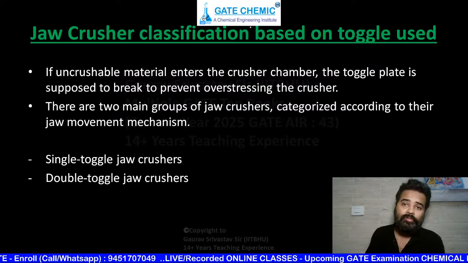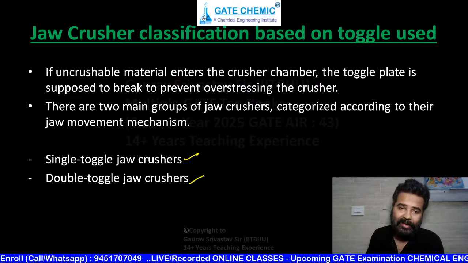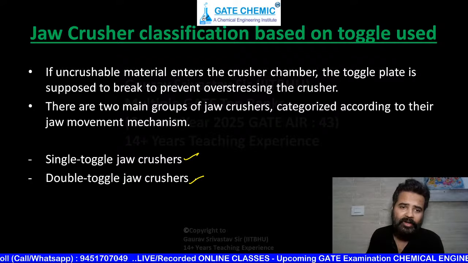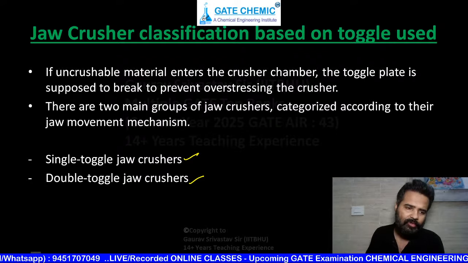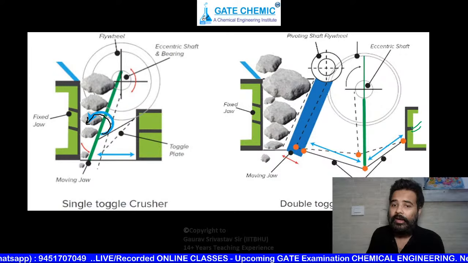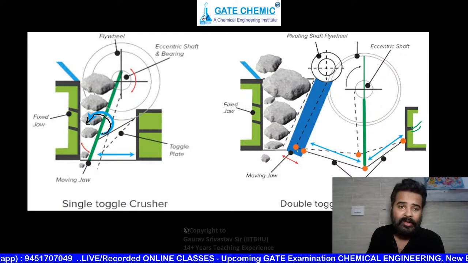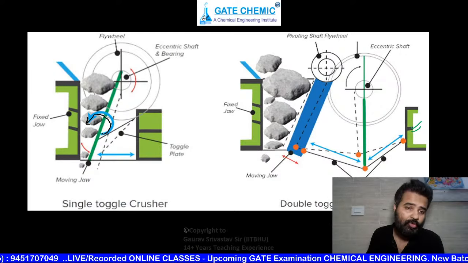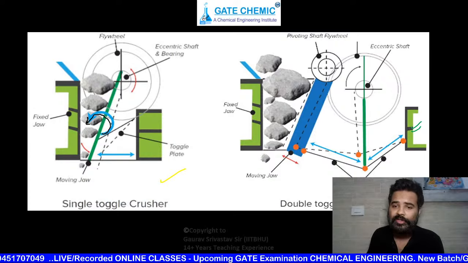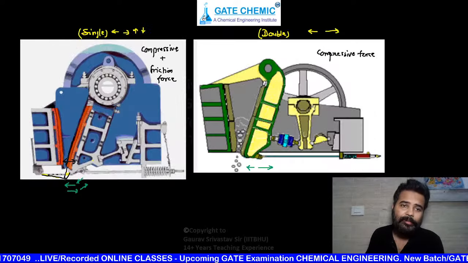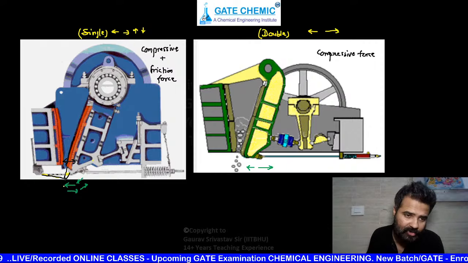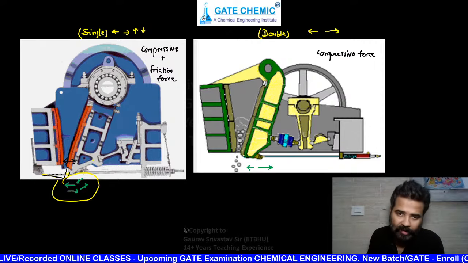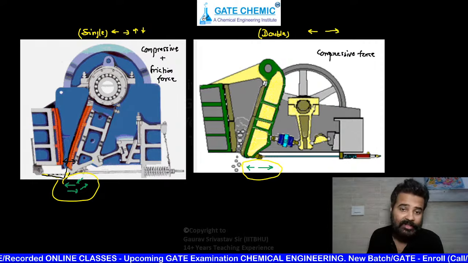Just I told you, based upon toggles used, I added it like a theory, so that in PDF format, whenever you are going to revise it, you can just read it again. Again, the same thing I have shown here with the help of two beautiful diagrams. This single toggle crusher, this double toggle crusher. Here also you can see motion. See, its motion is like this, and here motion is like this, already discussed by us.